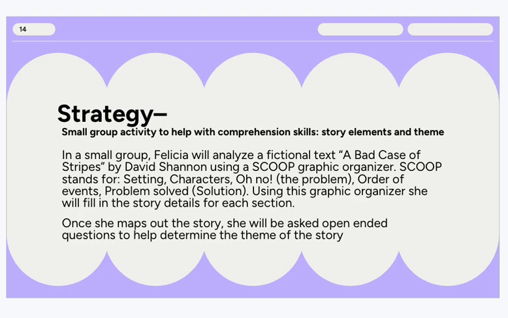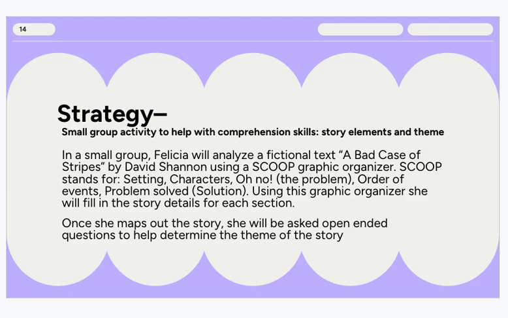A strategy that could be used is small group activity to help with comprehension skills, such as story elements and themes. In a small group, Felicia will analyze a fictional text called A Bad Case of Stripes by David Shannon. She will use a SCOOP organizer. SCOOP stands for setting, characters, the oh no or the problem, order of events, and then the problem solved or solution. Using this graphic organizer, she will fill in each section about the story. Once she maps out the story, she will be asked open-ended questions to help determine the theme of the story.